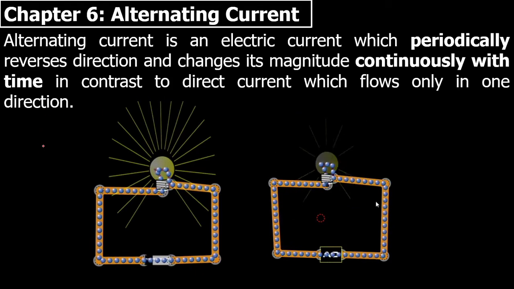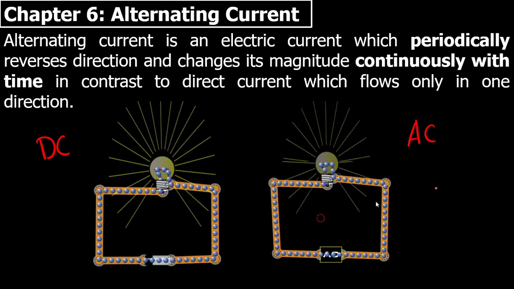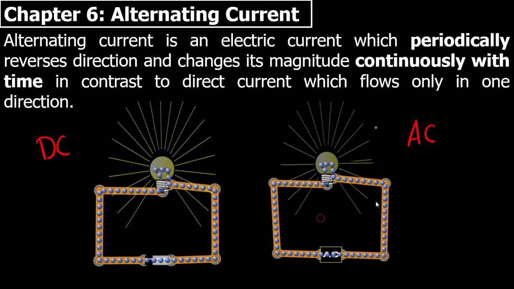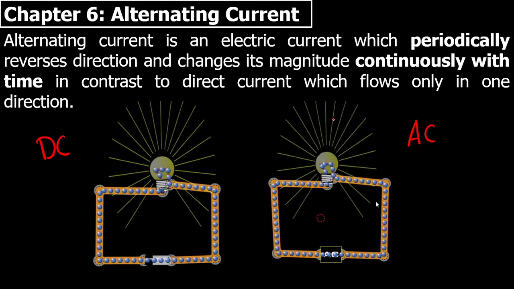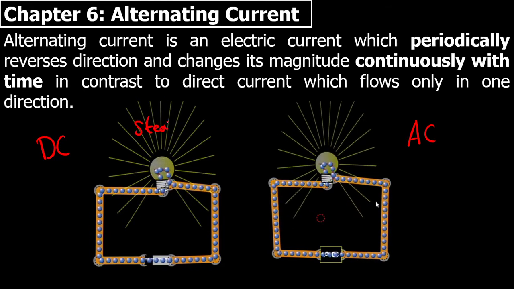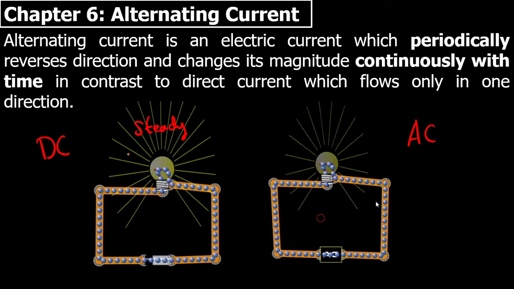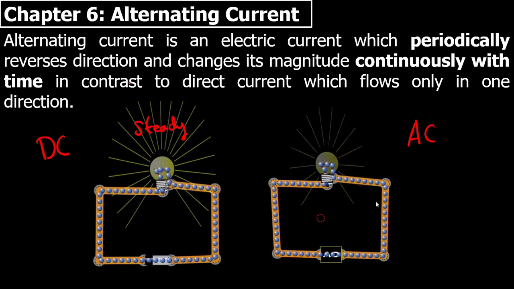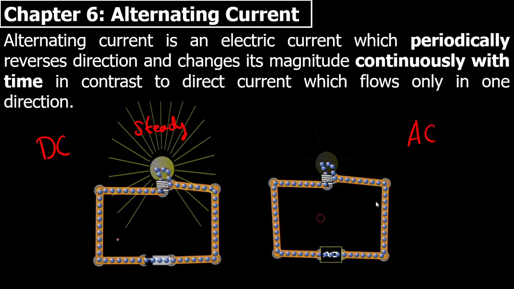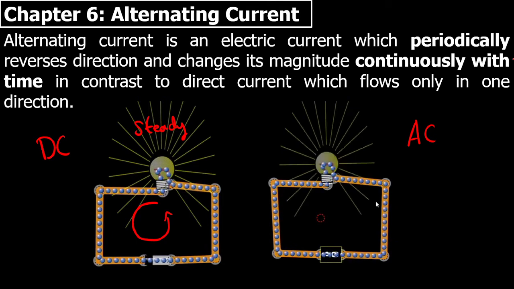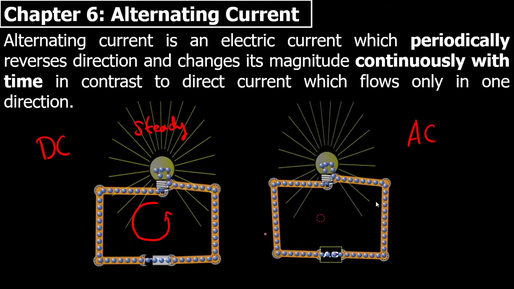On the left hand side we have direct current, and on the right hand side we have alternating current. The brightness represents the magnitude. The brightness for the DC is steady. It stays the same. It doesn't get any brighter, it doesn't get any dimmer, unless we change the voltage, obviously. The magnitude stays relatively the same. And then let's look at the movement of charges. It is all moving in an anti-clockwise direction.